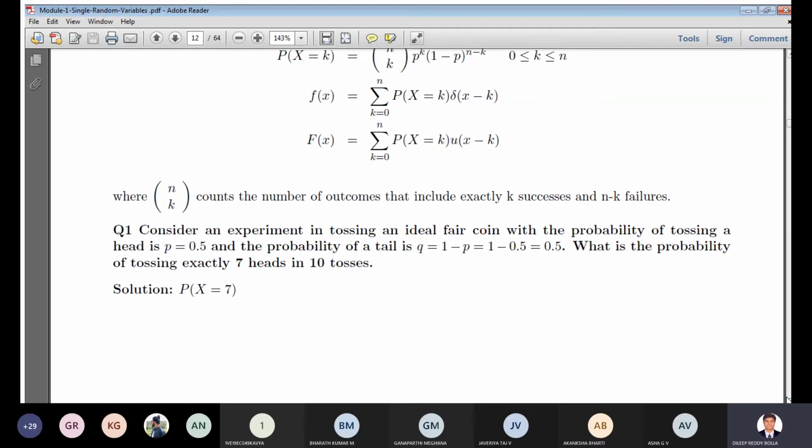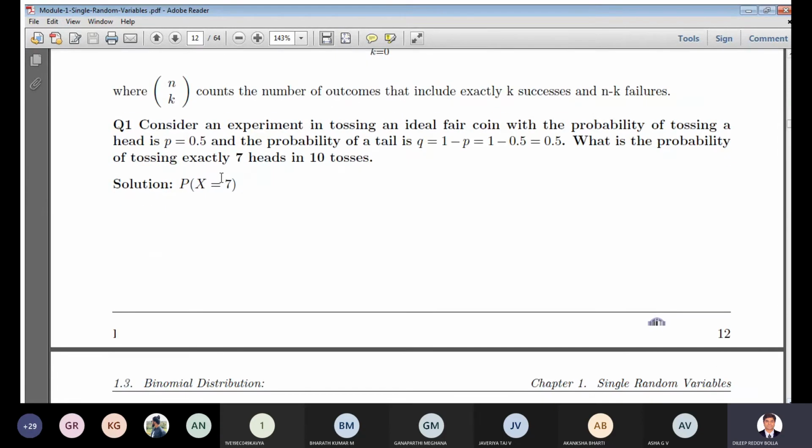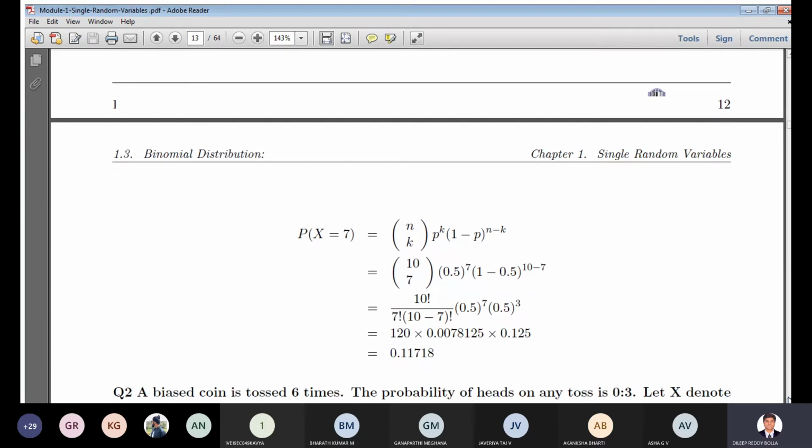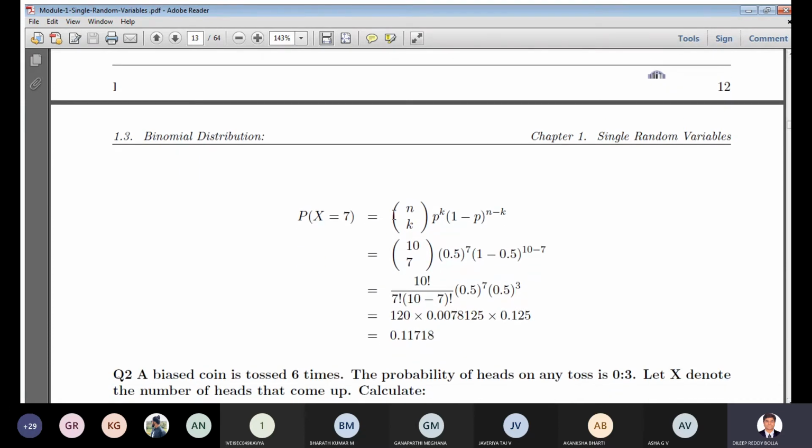So the value of x is given as 7, because they asked for 7 heads. Let us solve this problem. It's a very simple problem. If x value is 7, substitute in the formula. So n choose k, n value is 10 times we do it, 7 times we get success. In that case, the probability will be 10 choose 7, with n minus k, 10 minus 7. And here p power k, p is 0.5, the success rate. And what is the value of k? k is 7 here. So 0.5 power 7.